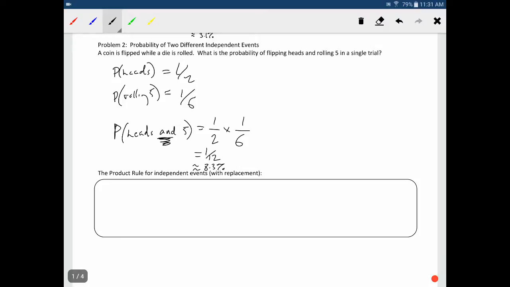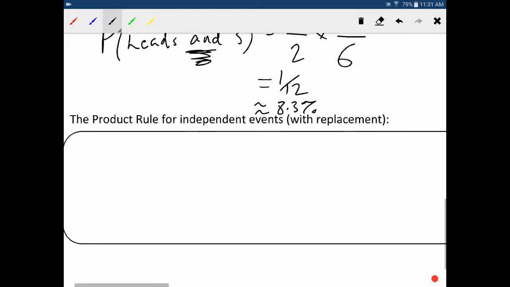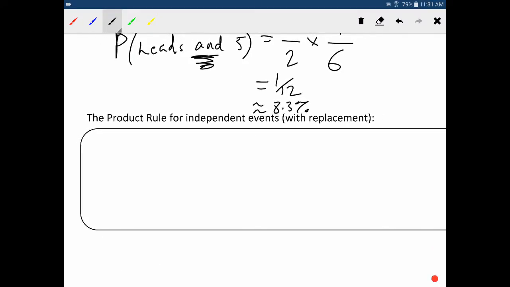And so this gives us the product rule for independent events. The key here is it'll say "with replacement" for them to be independent events. So for instance, if you're drawing a card, you have to put the card back in the deck if you're going to draw a second card, or else it's no longer independent.